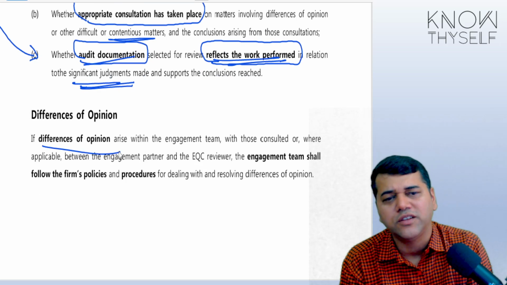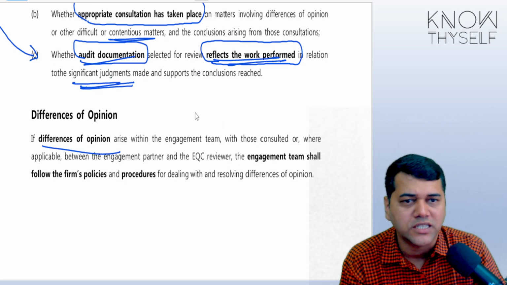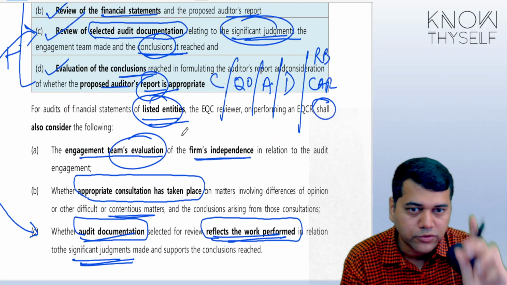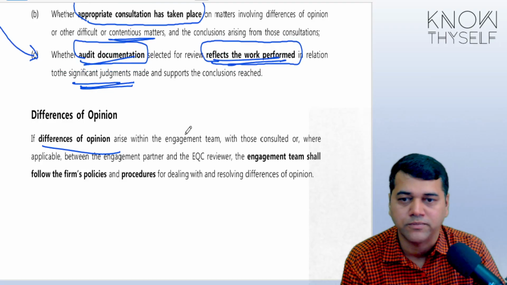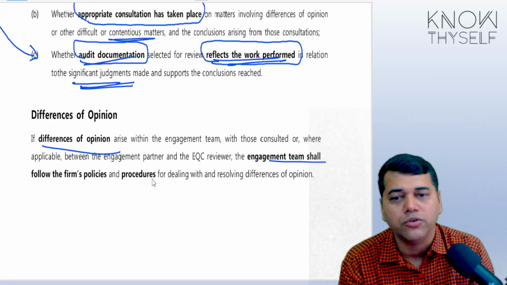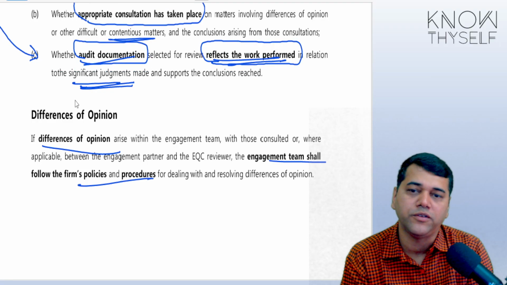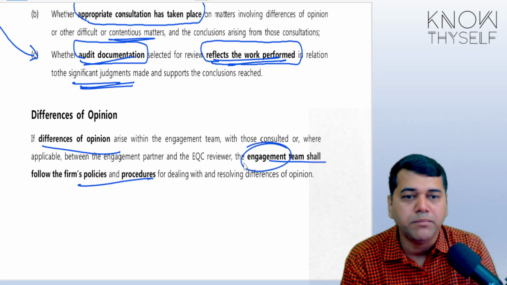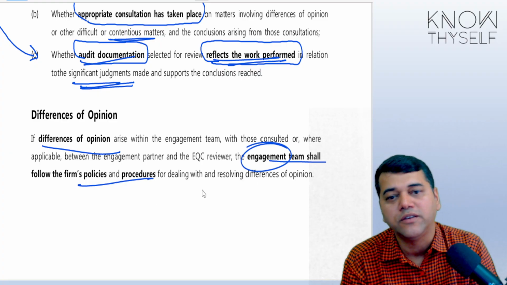And if a difference of opinion is there, they have already asked this question also. We have seen the dispute-related question. For a difference of opinion, you have to address it through the firm's policies and procedures. If there is any difference of opinion, what does the engagement partner have to do? He has to see what the firm's policies and procedures are.